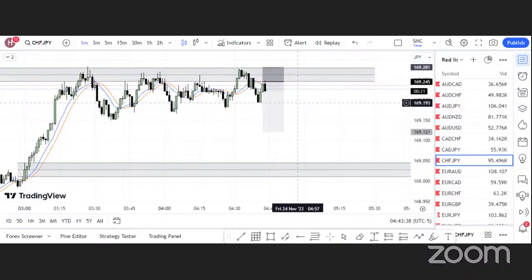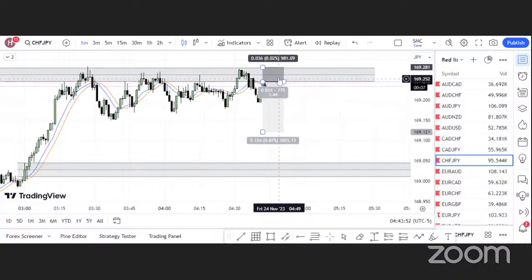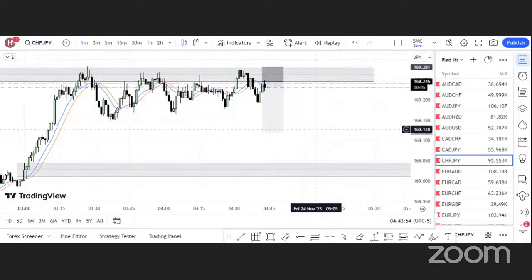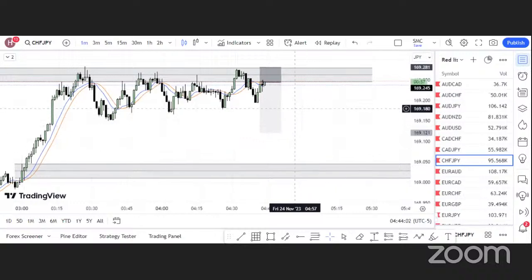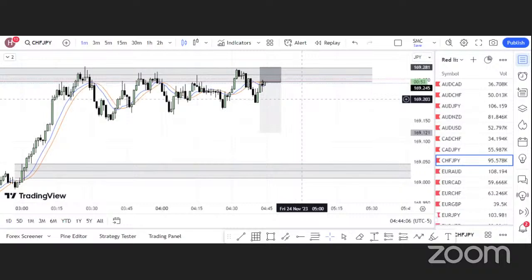Right. So let's see how this closes. All right. And our stop loss is very small, very little. Okay, guys. Okay, so I didn't quite get a good confirmation for entry there. Let's wait for this next one.